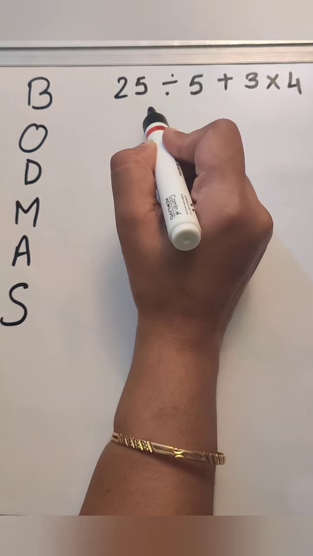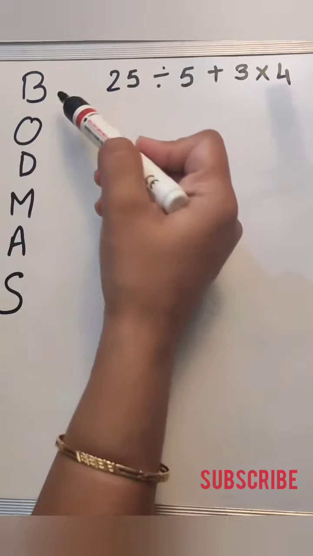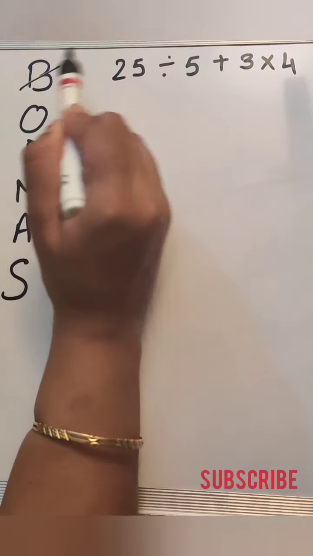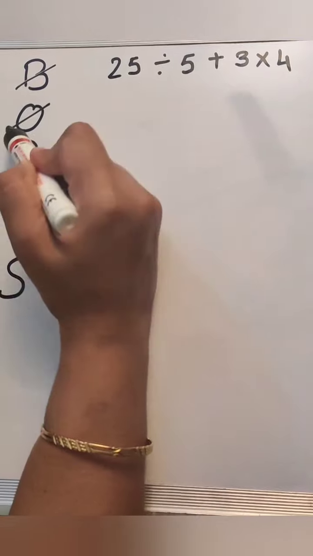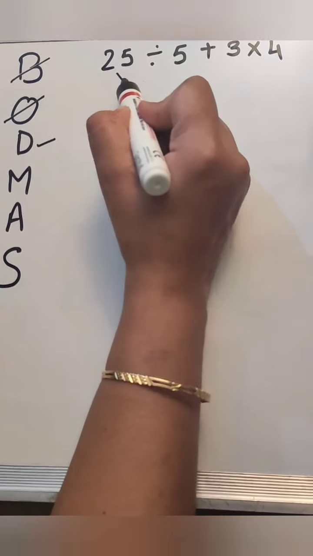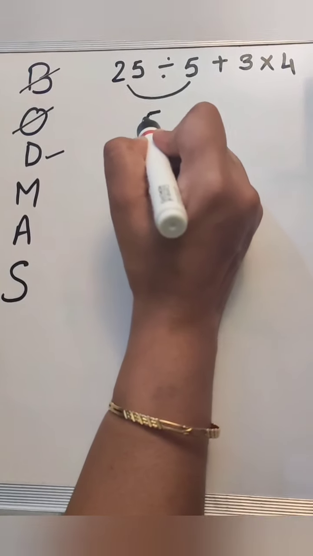So let's get started. The question is 25 divided by 5 plus 3 multiplied by 4. So you can see BODMAS, we follow the BODMAS rule. B means bracket, so we don't have bracket. O means off, we don't have off. D means division, so we first solve division. 25 divided by 5 is 5.